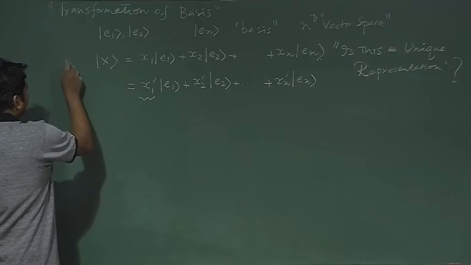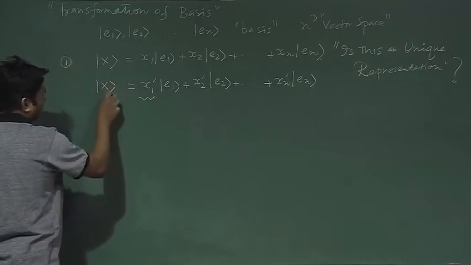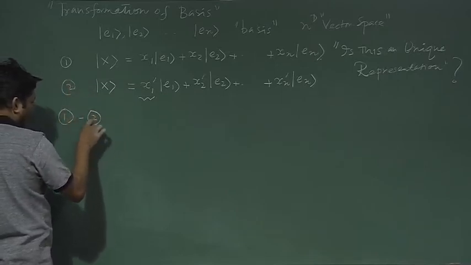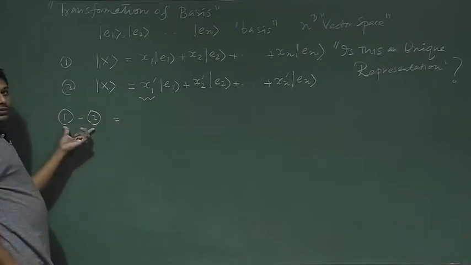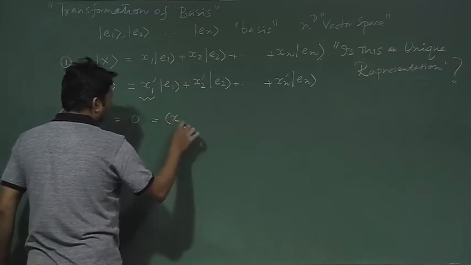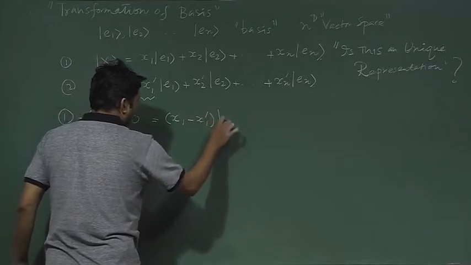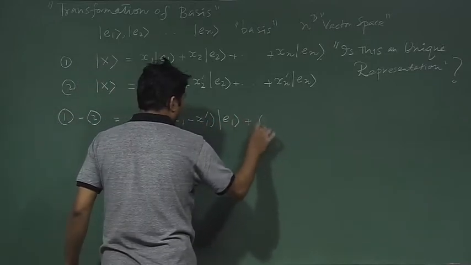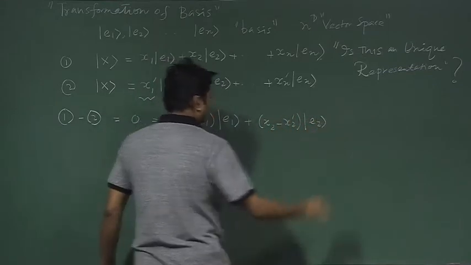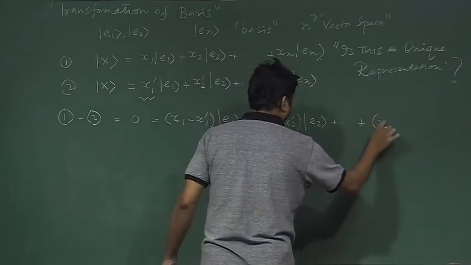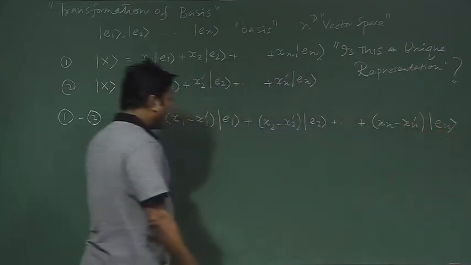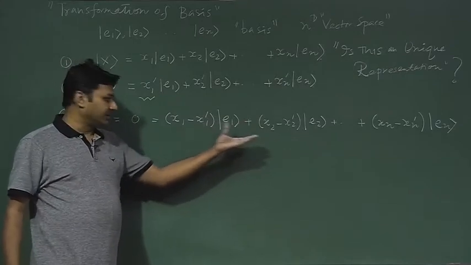Say this is my equation 1, and I can write the same vector as equation 2. If I subtract equation 1 minus equation 2, then my left hand side will be 0. What will be my right hand side? The right hand side will be (x1 minus x1 prime) E1 plus (x2 minus x2 prime) E2 plus ... plus (xn minus xn prime) En. I will have an expression like this.